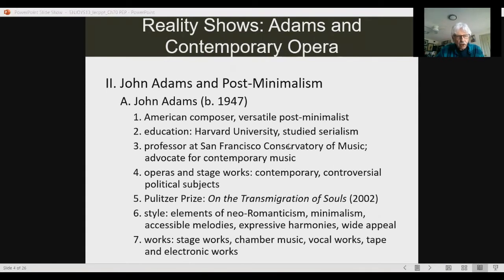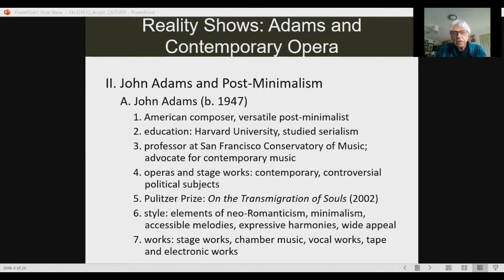So John Adams, who's John Adams? Born in 1947, a very important American composer, quite prolific and popular. I think the most important thing here is, well, it says he's a versatile post-minimalist, whatever that is. We'll try and nail that down. And he's won lots of prizes and great successes. But his style shows elements of neo-romanticism.